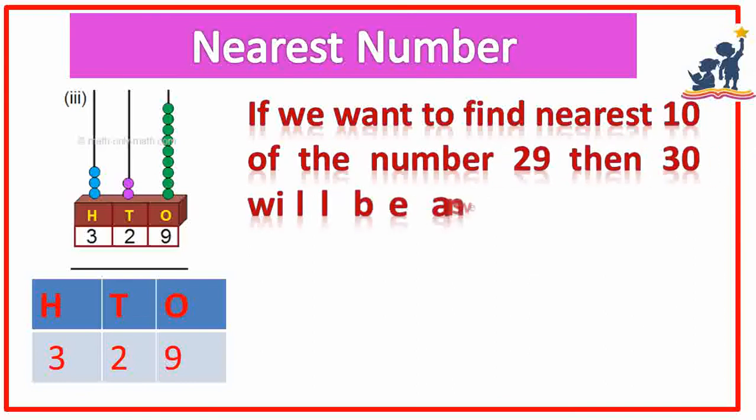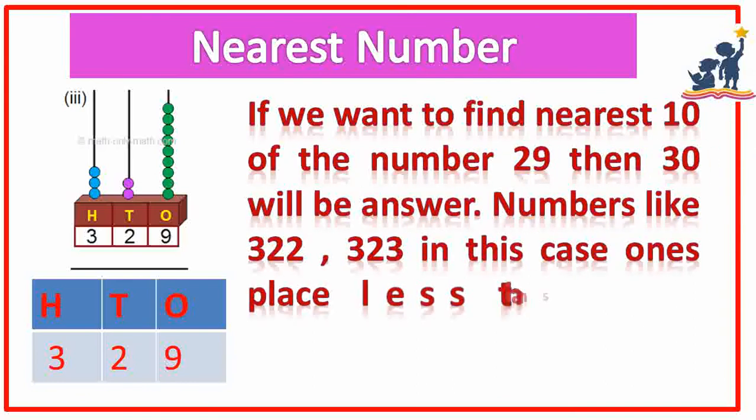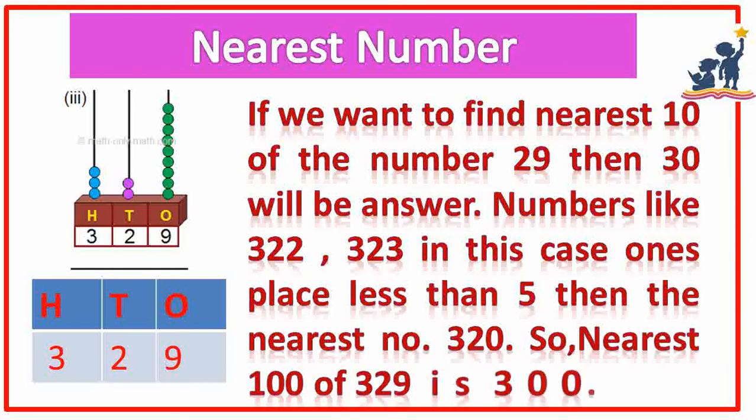Now we will learn about the nearest number. If we want to find the nearest 10 of the number 29, then 30 will be the answer. You can see in abacus form, numbers like 322, 323. In this case, the ones place is less than 5, so the nearest ten is 320. So the nearest hundred of 329 is 300.